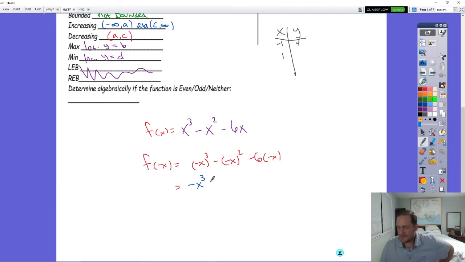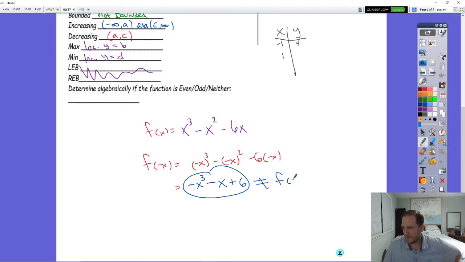That kind of makes me think we're going to be odd. But then the next one kicks in. This negative just cancels. Now that feels like we're going to be even, which makes me think we're probably neither, which of course we are. That turns to a +6. So what is this expression right here? Well, it ain't f of x. And if you factor out the negative, you're left with x cubed plus x squared minus 6.